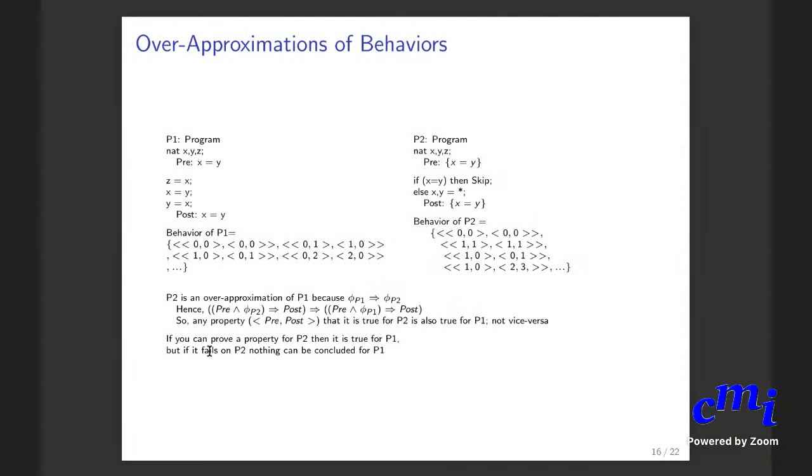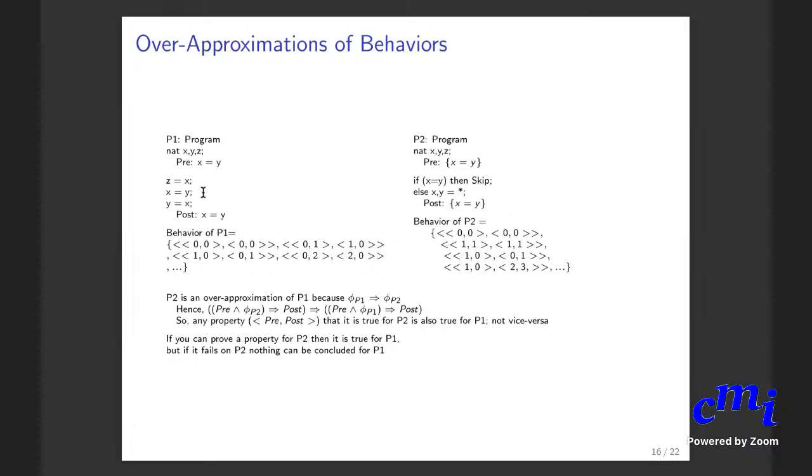So that's what I said. If you can prove a property for P2, then it is true for P1. But if it fails for P2, nothing can be concluded for P1. And in this case, even the original program itself is quite simple. Therefore, you may question why exactly you want to do this particular transformation.